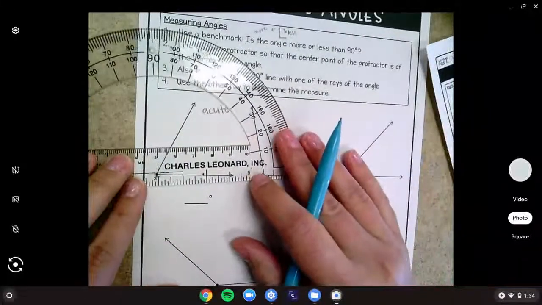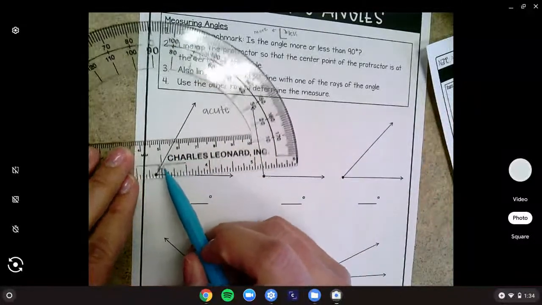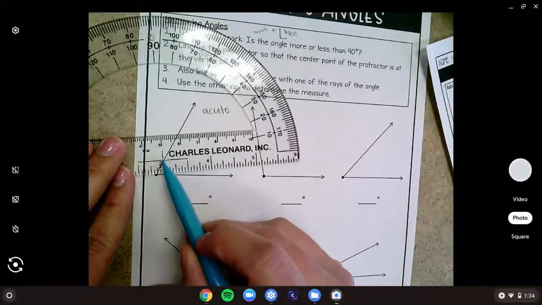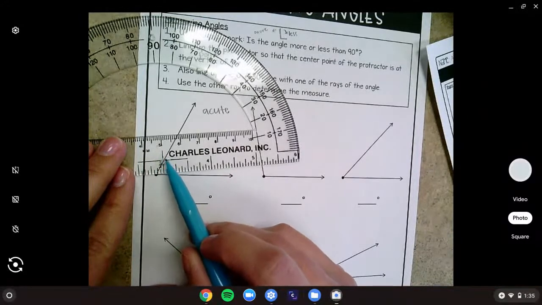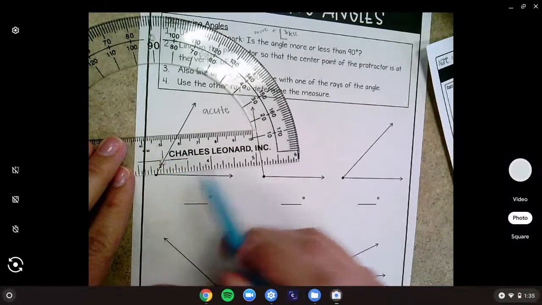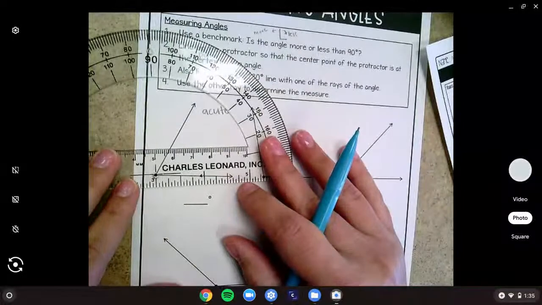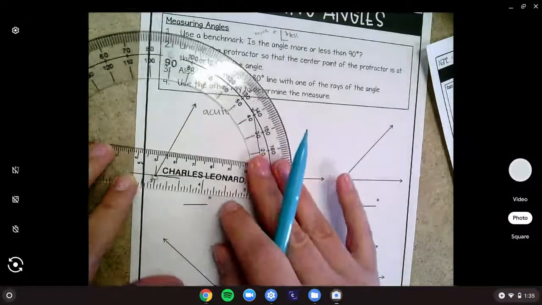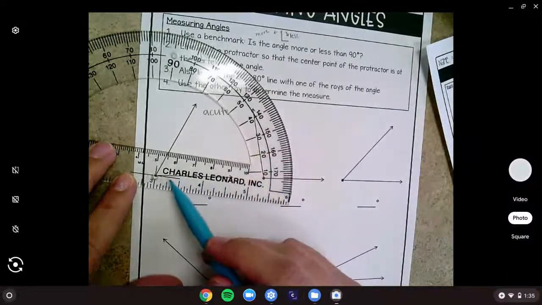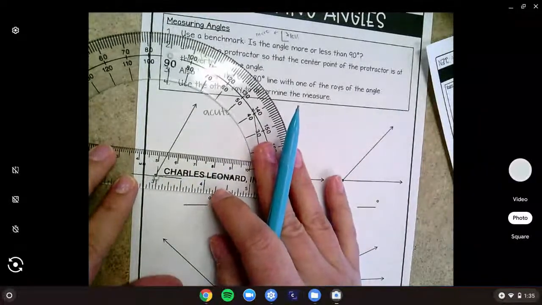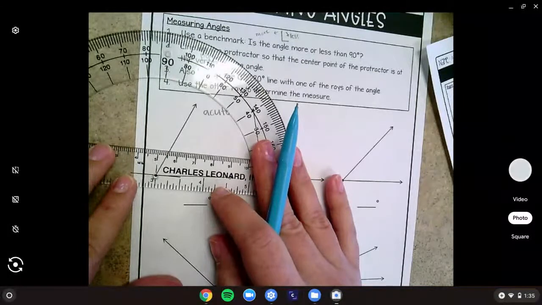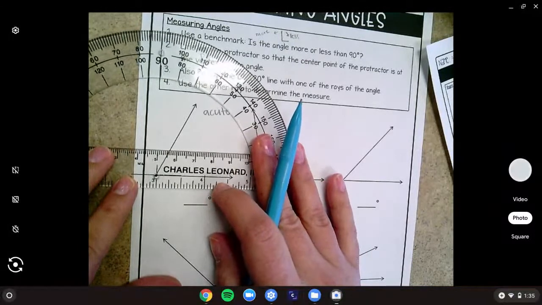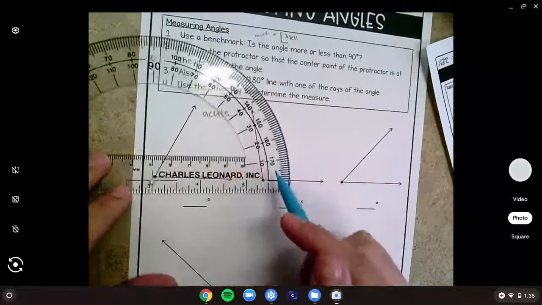Now, looking carefully, on my protractor, it kind of looks almost like a letter T. We want that T, one side of it, to line up with our ray. So is that lined up with our ray right there? Nope. What about that? Nope. This is kind of close, but we want it as straight across as it can be. Okay? Then we would follow it along.